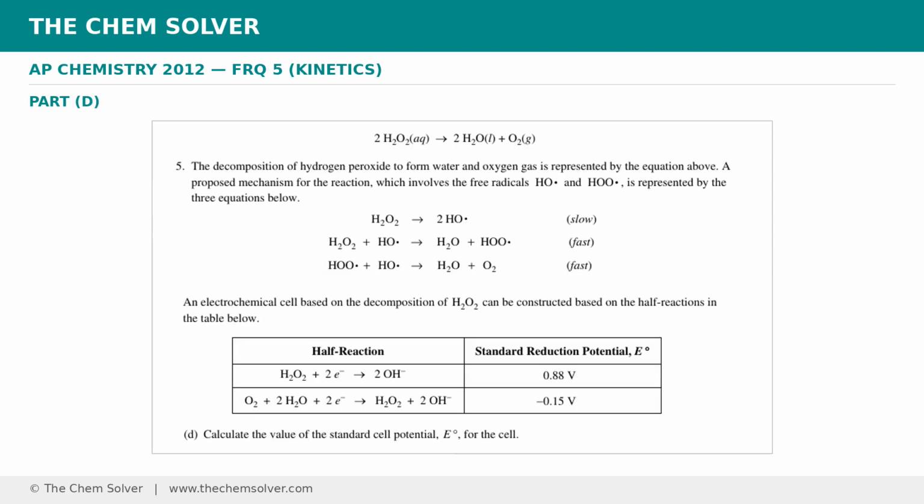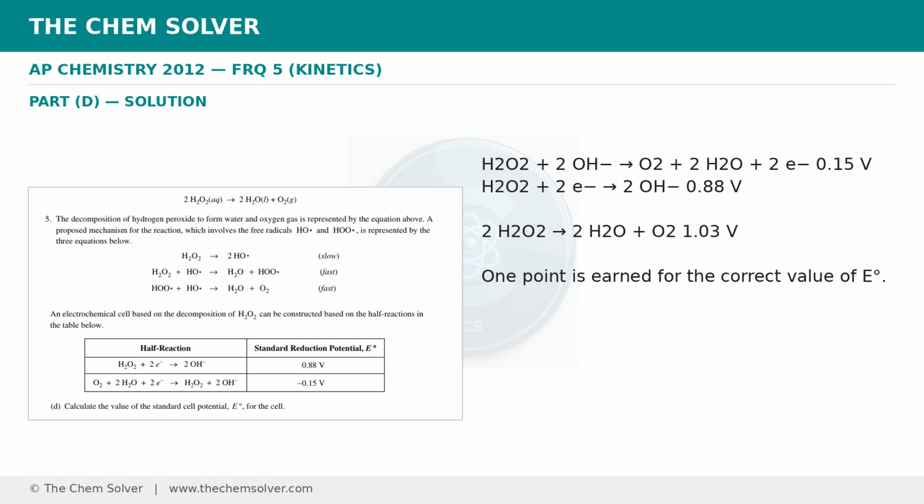An electrochemical cell based on the decomposition of H₂O₂ can be constructed based on the half reactions in the table below. Calculate the value of the standard cell potential, E°, for the cell. H₂O₂ + 2OH⁻ gives O₂ + 2H₂O + 2e⁻, −0.15 V. H₂O₂ + 2e⁻ gives 2OH⁻, 0.88 V. 2H₂O₂ gives 2H₂O + O₂, 1.03 V. 1 point is earned for the correct value of E°.